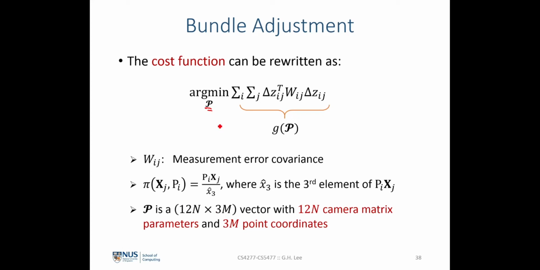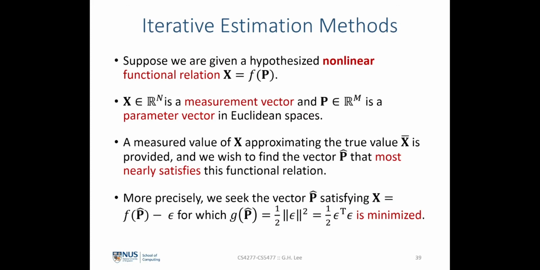And in the case of bundle adjustment, p would be a 12n plus 3m vector because we have 12 parameters in the camera projection matrix, where we saw that it's actually a 3 by 4 matrix in the earlier lecture. This means that there are altogether 12 elements in here. And if we have n cameras, this means that altogether we have 12n camera parameters, as well as 3m point coordinates, where m is the number of points. 3 means that we have x, y, and z for each one of the points. We'll use iterative estimation methods to optimize the cost function.